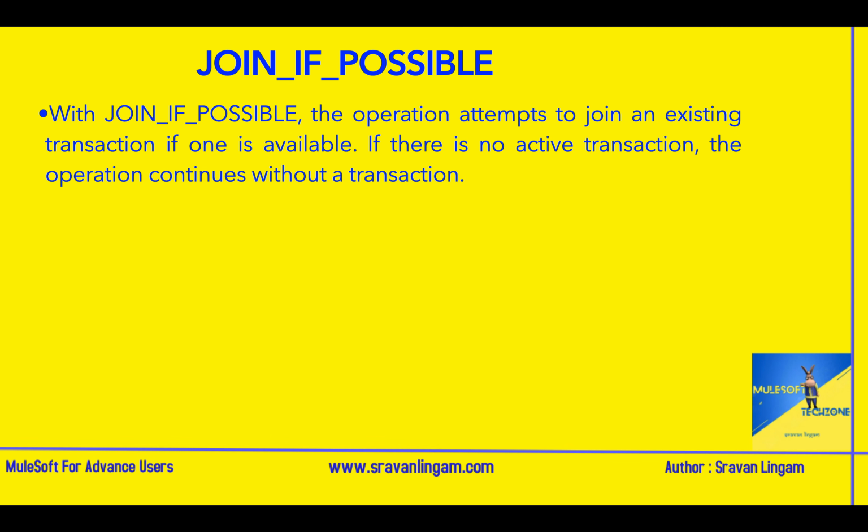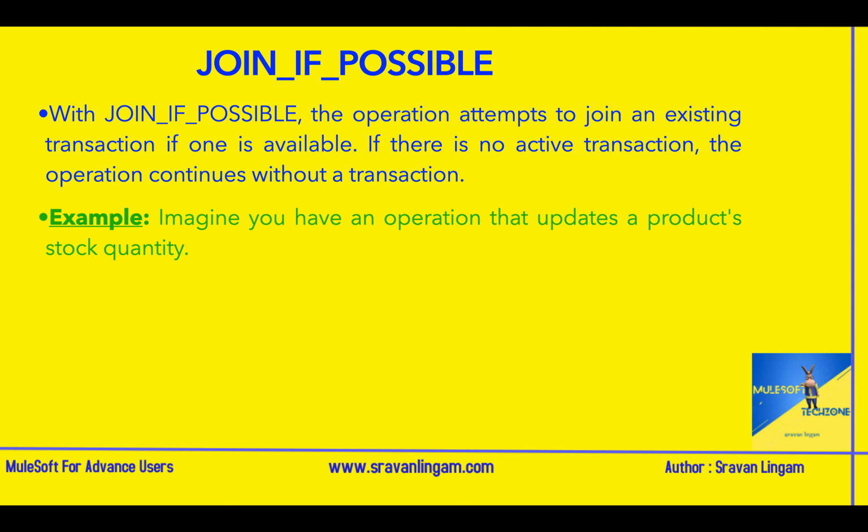Okay, and join if possible. With join if possible, this particular operation attempts to join an existing transaction if it is available. If there is no transaction, the operation continues without a transaction. Unless there is a transaction, it will join. If there is no transaction going on, then it will not create any kind of transaction. That is all about join if possible.